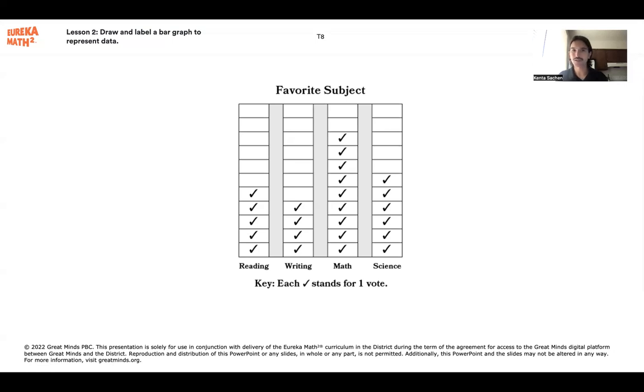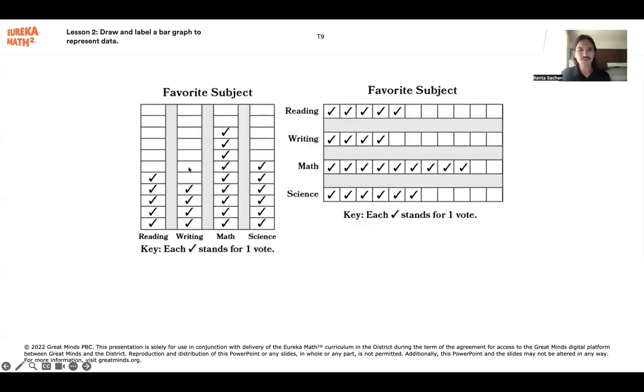Tell your partner, which one is it? Yeah, it's math. How do you know? Please tell your partner how you know math is the most popular one. Go math. Why is it the most popular one? Yeah, you might have said that you can see it has the most check marks, or it looks like the tallest one. Definitely math is the most popular. Looks like writing isn't that popular.